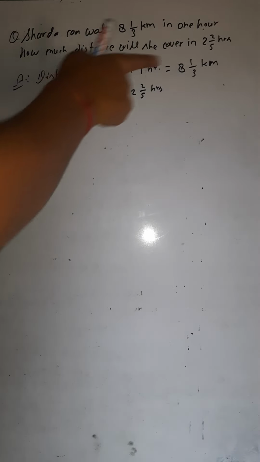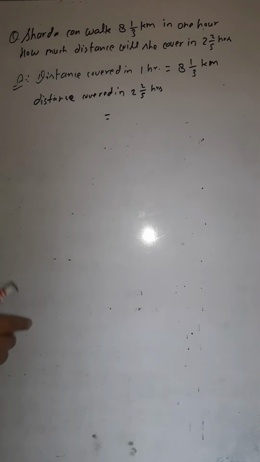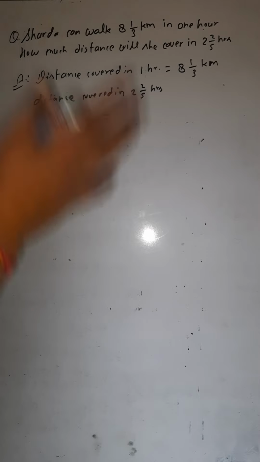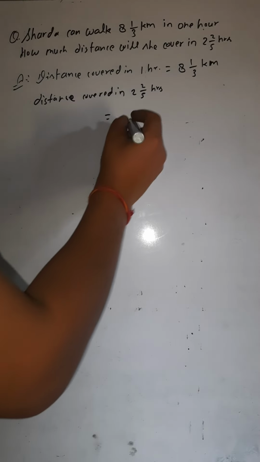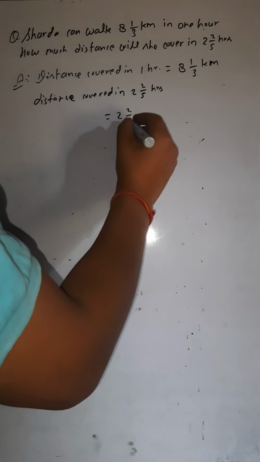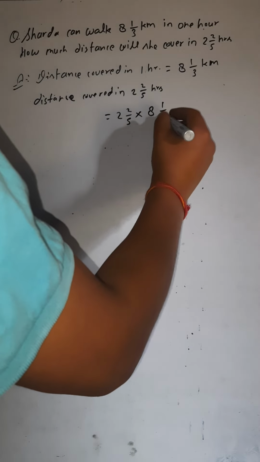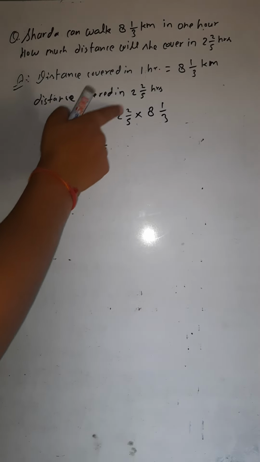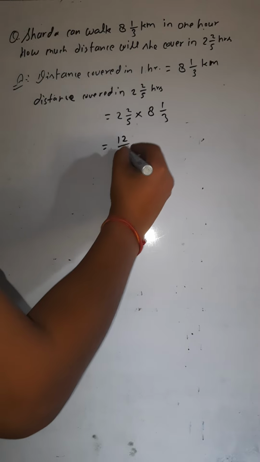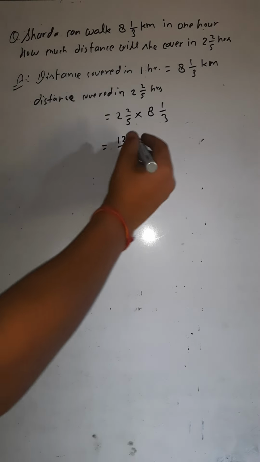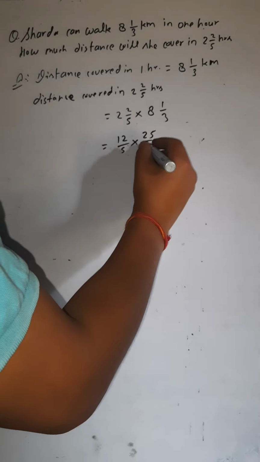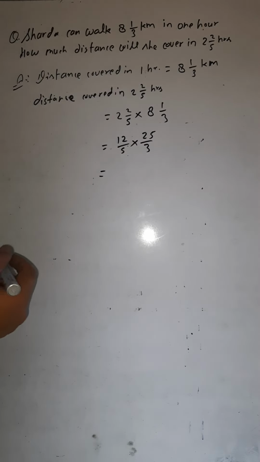Because for 1 hour you have been given, for more you have to find out. So every time whenever you have to find out for more, you would have to multiply this. So here again you also multiply. So answer would be 2 whole 2 by 5 multiply 8 whole 1 by 3. So answer would be 5 2s are 10 plus 2, 12 by 5, multiply 8 3s are 24 plus 1 would be 25 by 3. If you can cut, yes, you can cut also.